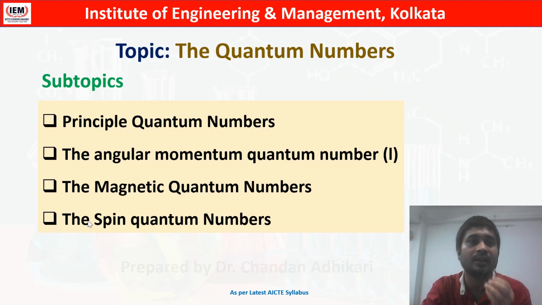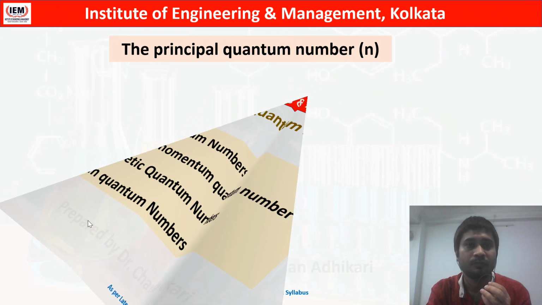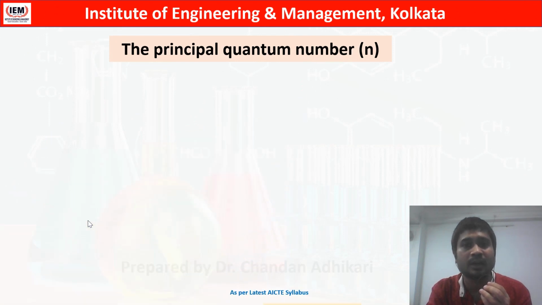For example, an s orbital can take 2 electrons, p can take 6 electrons, d orbitals can take up to 10 electrons and f orbital can take up to 14 electrons. So how to give the quantum numbers to each of the electrons of all these orbitals, that also we will try to understand today. So what is the principal quantum number?